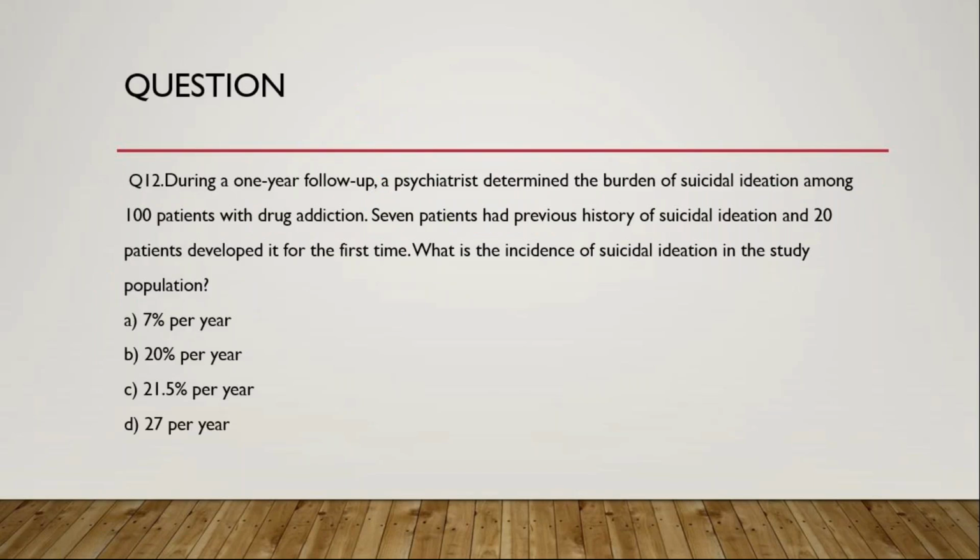So the question is, during a 1 year follow-up, a psychiatrist determined the burden of suicidal ideation among 100 patients with drug addiction. 7 patients had previous history of suicidal ideation and 20 patients developed it for the first time. What is the incidence of suicidal ideation in this study population? Option A is 7% per year, option B 20% per year, option C is 21.5% per year, and option D is 27% per year. So what will be the answer? Please solve the question and answer.